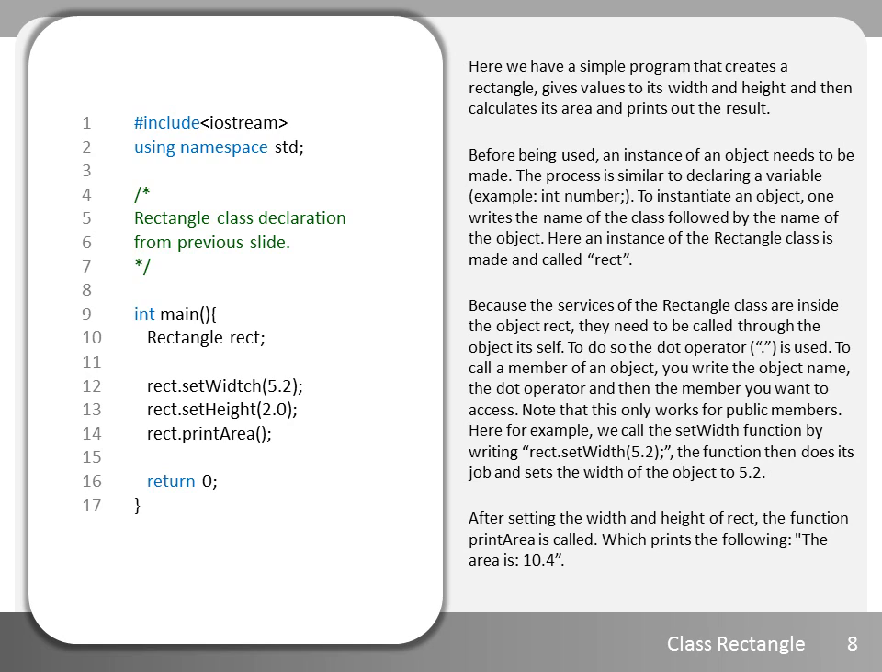Here, for example, we call the setWidth function by writing rect.setWidth and then 5.2 in parentheses. The function then does its job and sets the width of the object to 5.2. After setting the width and height of rect, the function printArea is called, which prints the following. The area is 10.4. Here, we have made a completely functional program that uses classes to solve a given problem. This is object-oriented programming. To this, we shall add one last concept before concluding.